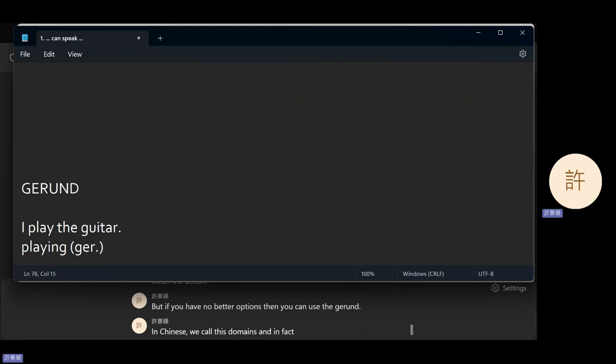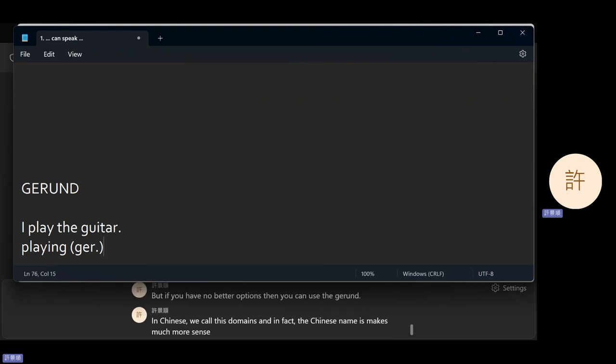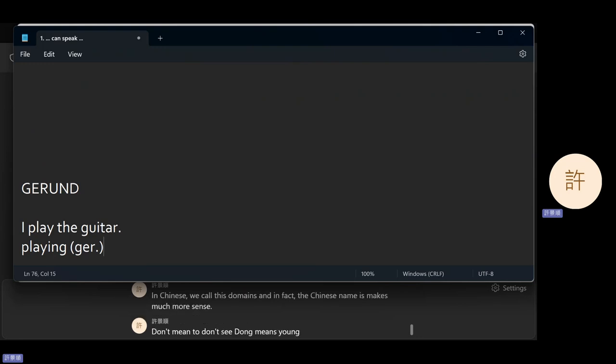In Chinese, we call this 动名词, and in fact, the Chinese name makes much more sense. 动名词, 动词当名词用. The gerund is not a regular noun, because there are some things that you cannot do to a gerund. You cannot use a plural.